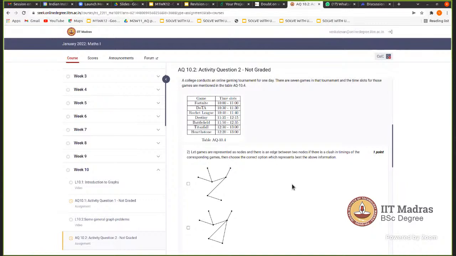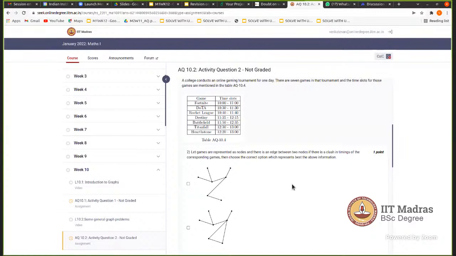Is that discussed in the live sessions? No, it's not discussed in the live session. But let me give you a whole idea what the question is all about. There are 7 games to be conducted, and there are time slots given to each particular game. Fortnite should be conducted between 10 a.m. to 11 a.m. And another game, Dota, is to be conducted from 10:30 to 11:30. These are the time slots for each game.